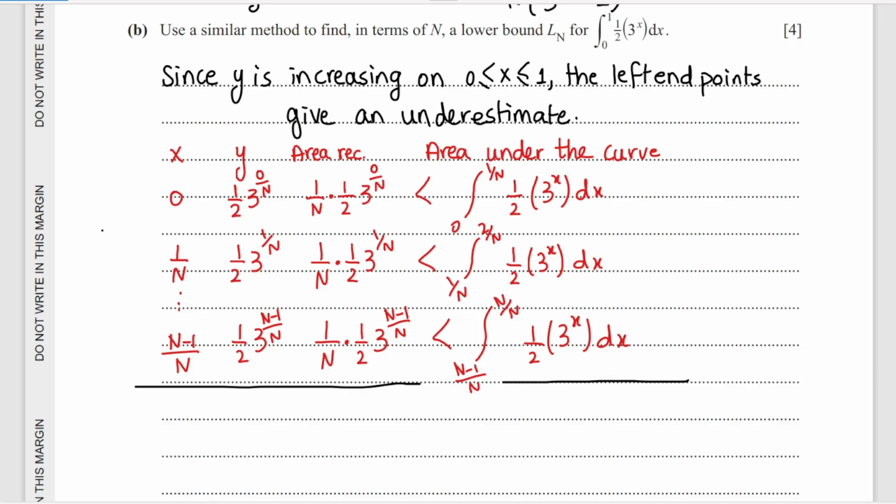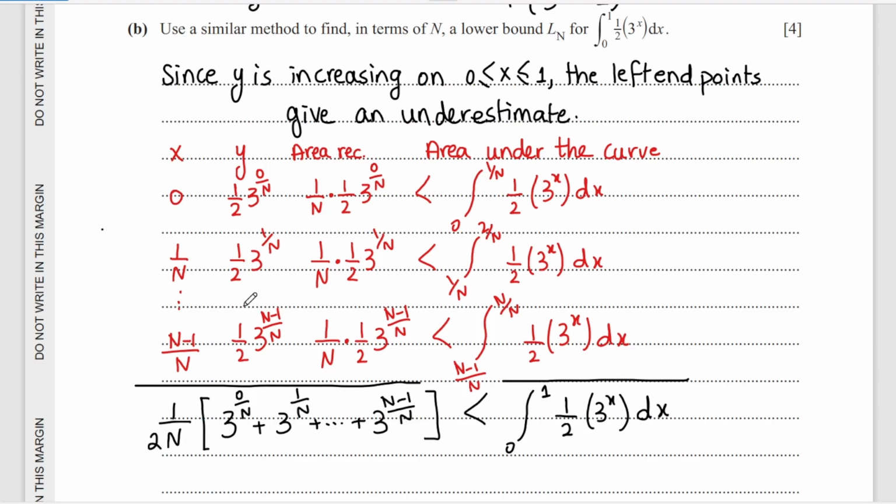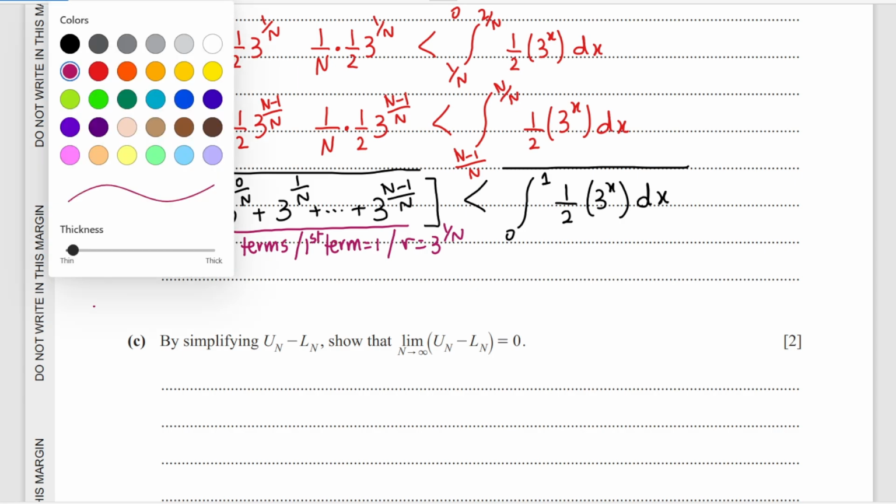Now let's add them up. 1 over 2n appears in all the terms, so factor it out, and then inside I have 3 to the power 0 over n plus 3 to the power 1 over n plus up to 3 to the power (n minus 1) over n. And this is less than the area under the curve from 0 to 1. If you notice here, I have a pattern. This is a geometric series with n terms, with the first term equal to 1, and the common ratio is 3 to the power 1 over n.